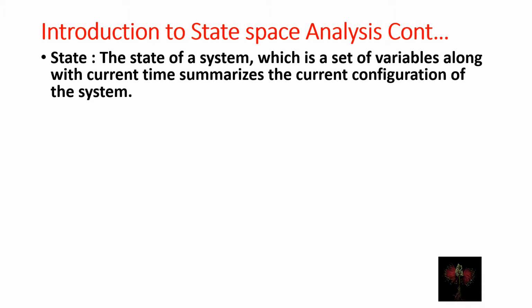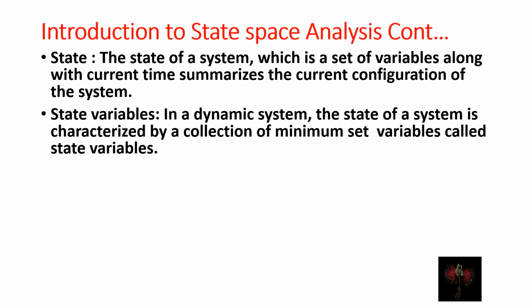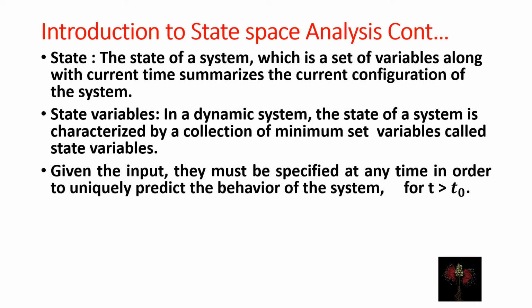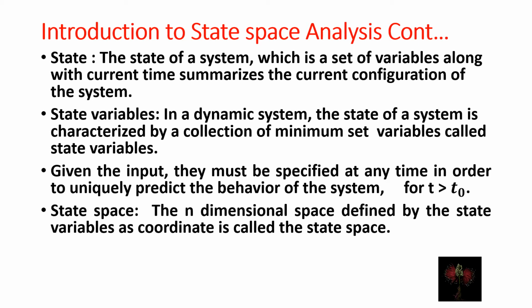State variables. In a dynamic system, the state of a system is characterized by a collection of a minimum set of variables called state variables. Given the input, they must be specified at any time in order to uniquely predict the behavior of the system for t greater than t naught. State space. The n-dimensional space defined by the state variables as coordinates is called the state space.